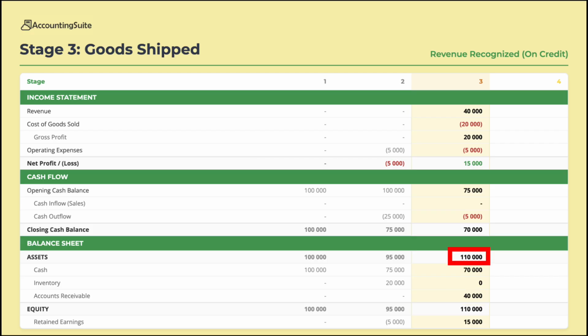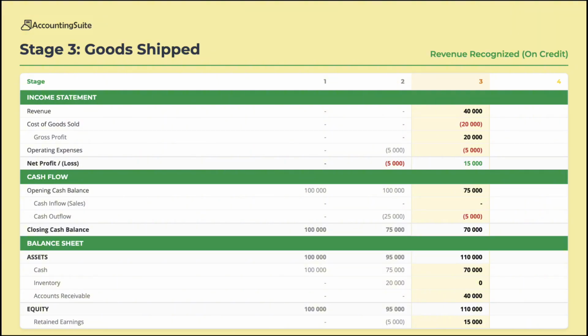Next, we look at equity. Previously, equity was $95,000. This month, we added $15,000 profit. So equity increases to $110,000. This shows another key principle. Profits increase equity.